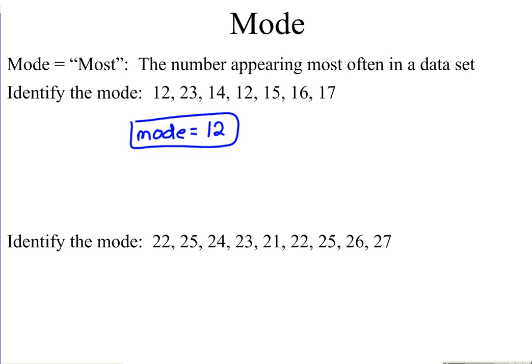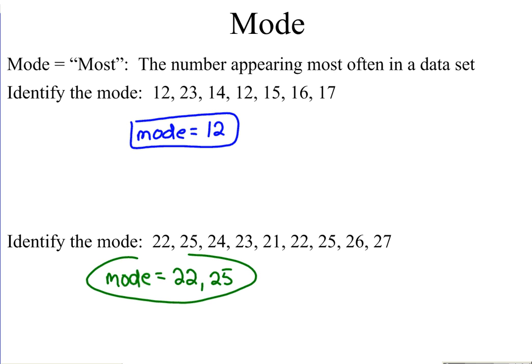Identify the mode of this data set. Again, a data set can have no mode, meaning that everything appears the same. It can have a single mode, like this first example where it was 12, or it can have multiple modes. In this case, this data set has two modes. There are two numbers that appear more often than all of the others. Those two modes are 22 and 25. They both appear twice, where everything else appears only once.